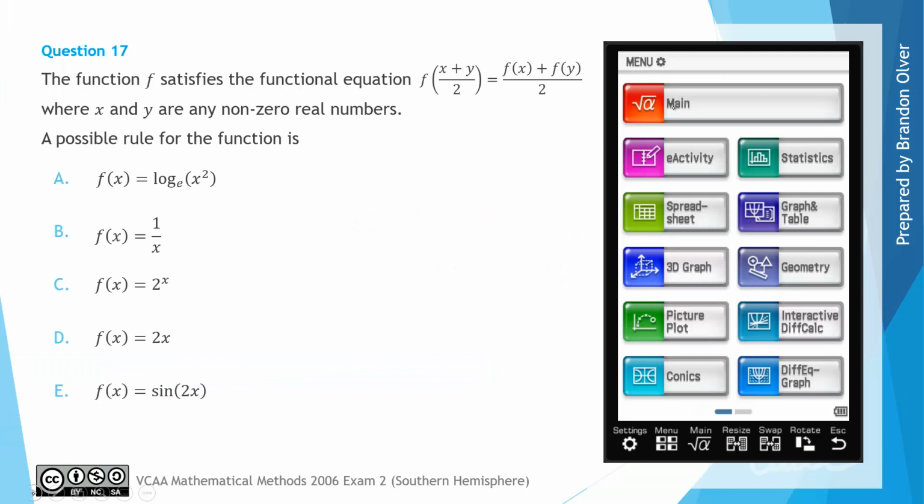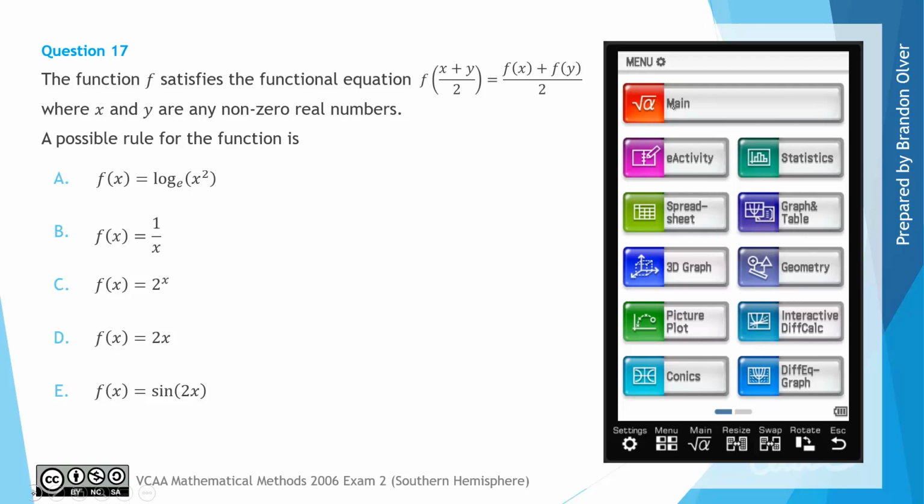So for question 17, the function f satisfies the functional equation f of (x plus y) over 2 equals (f of x plus f of y) all over 2, where x and y are any non-zero real numbers. The question asks that a possible rule for that function could be one of the following.